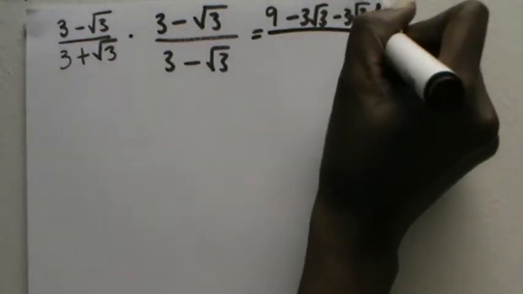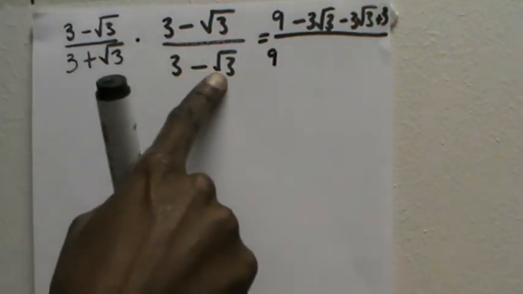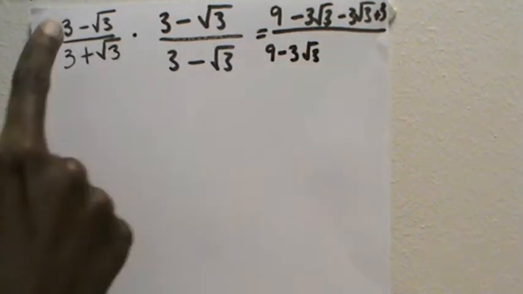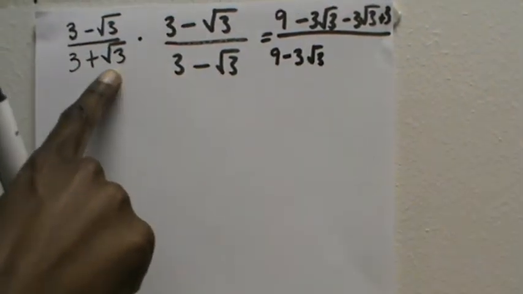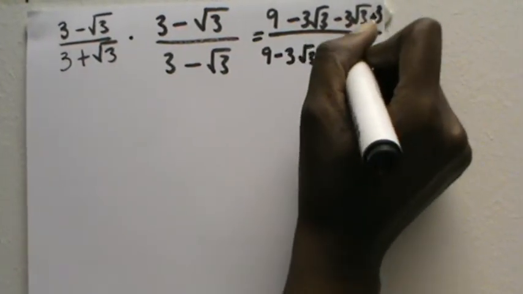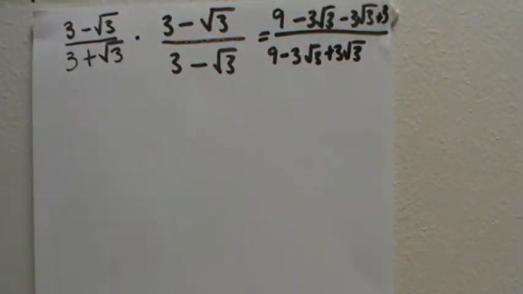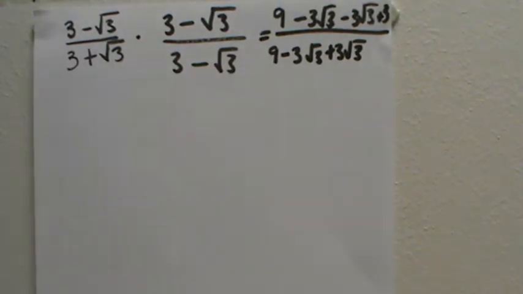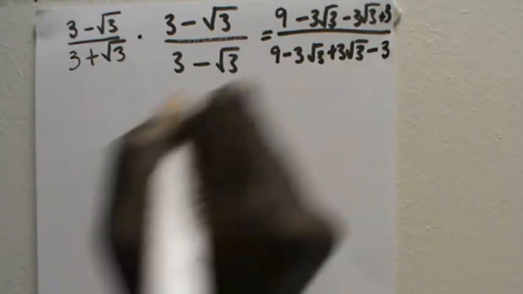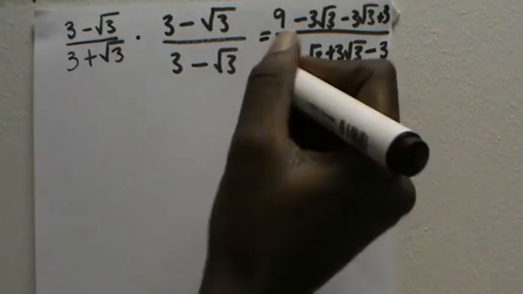So in my denominator, 3 times 3 is 9. 3 times minus root 3 is minus 3 root 3, because I have a positive times a negative. Then root 3 times 3, that's two positives, so my answer should be positive. And then root 3 times minus root 3, I have a positive times a negative, so my answer should be negative. And then root 3 times root 3 is just 3.